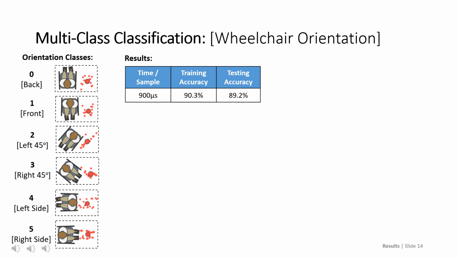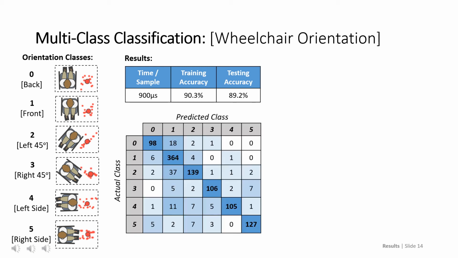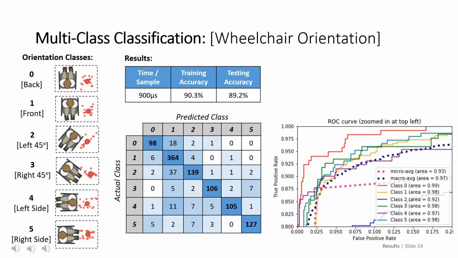The orientation classes are labeled 0 through 5, and the outputs of the classification algorithm are shown in the confusion matrix. This indicates how often each orientation was correctly classified, and which other orientations it was mistakenly classified as. The ROC curve for each class, as well as an aggregated micro and macro average, are shown on the right. We could see that front and back are often misclassified as each other. Left-facing 45-degree angle is often mistaken for front-facing, which may indicate bias in the data. Overall, the performance is acceptable for a multi-class classifier, but the accuracy could be improved.